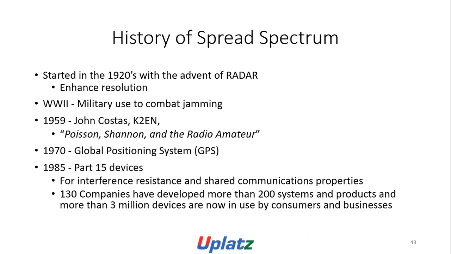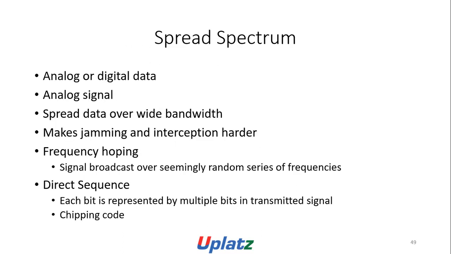Spread spectrum started in the 1920s with the advent of radar, enhanced resolution, and World War II military use to combat jamming. In 1959, John Costas, Poisson, Shannon, and the radio amateur. In 1970, the Global Positioning System. In 1985, Part 15 devices for interference resistance and secure communication properties. 130 companies have developed more than 200 systems and products, and more than 3 million devices are now in use by consumers and businesses. Spread spectrum takes analog or digital data and an analog signal, and spreads the data over a wide bandwidth, making jamming and interception difficult.